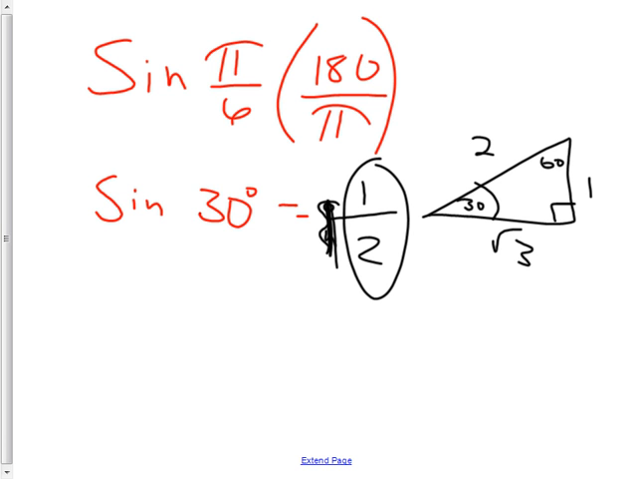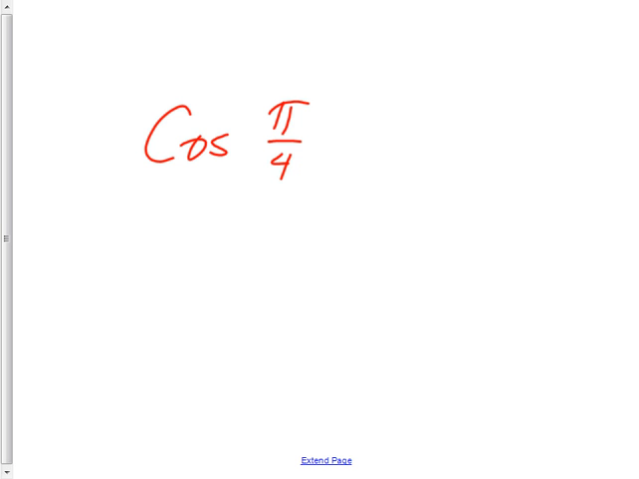Okay, good. Let's make it a little harder then. Cosine of pi over 4. No help. See if you can get it.